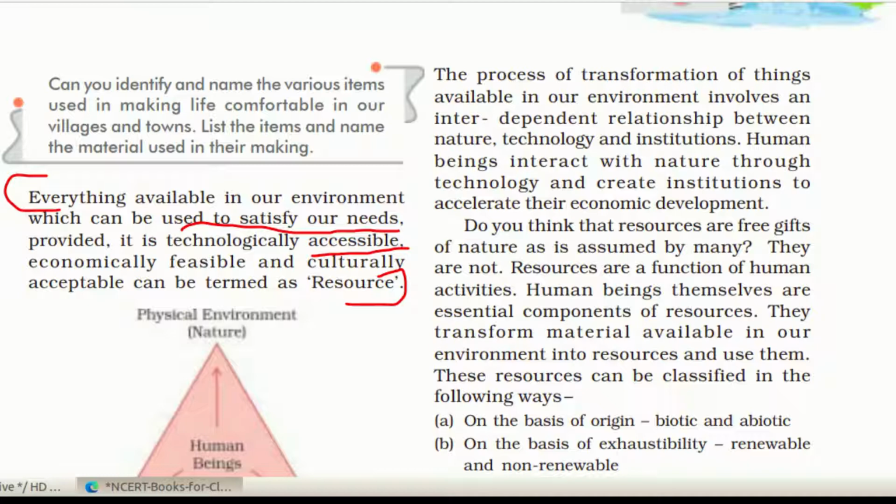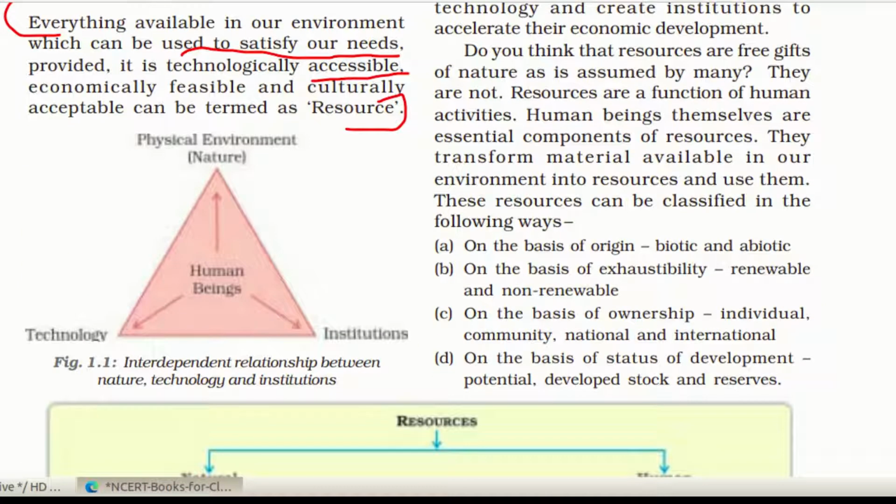Then what is given there? You can see there is a diagram: interdependent relationship between nature, technology and institutions. Here you can see at the center portion human beings. Human beings are always dependent upon the physical environment, technology and institutions. Then the process of transformation of things available in our environment involves an interdependent relationship between nature, technology and institutions, isn't it? Human beings interact with nature through technology and create institutions to accelerate their development.